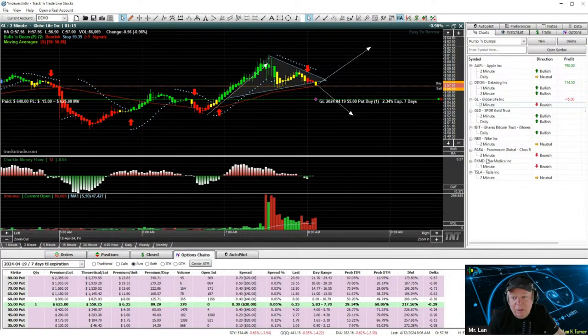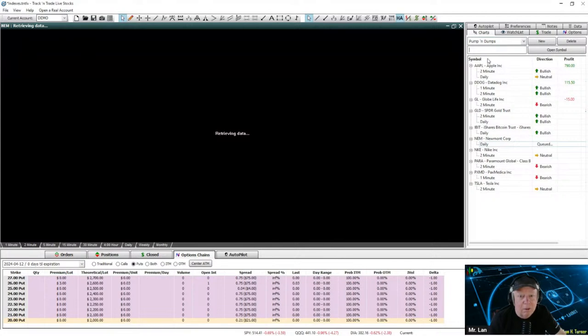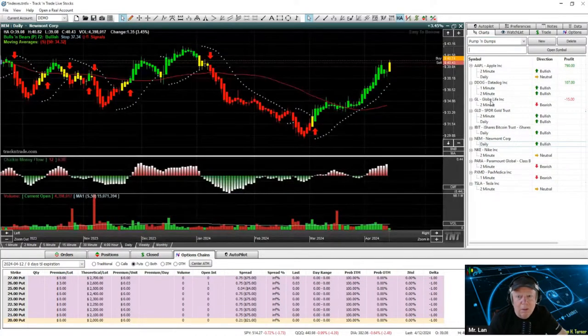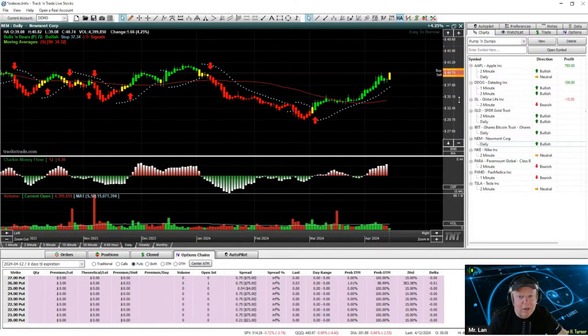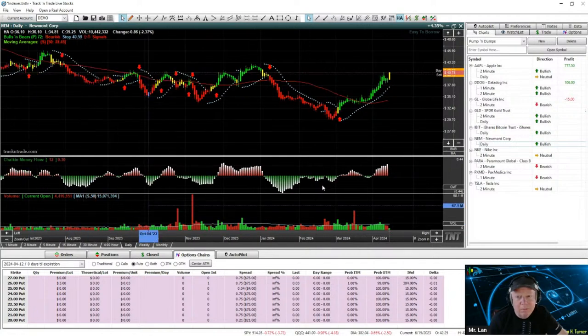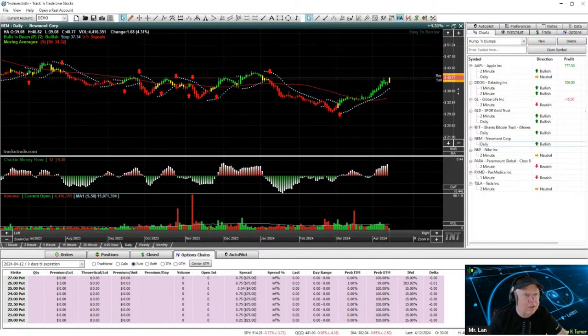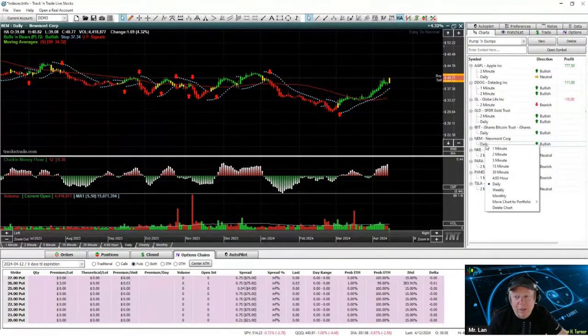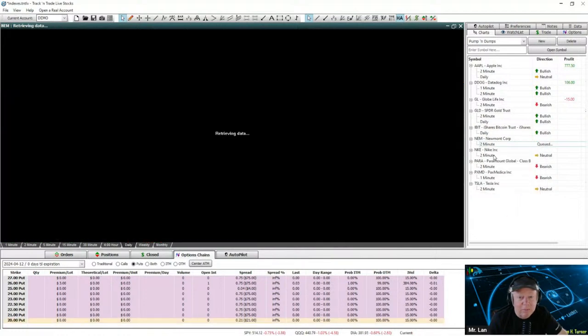NEM. Where'd it go? Didn't I type it in? NEM. Okay, so that one's starting to rally. Boom, boom, boom. That's a daily chart, so that's why we're getting that in there. Let's come down to the 2 minute chart.